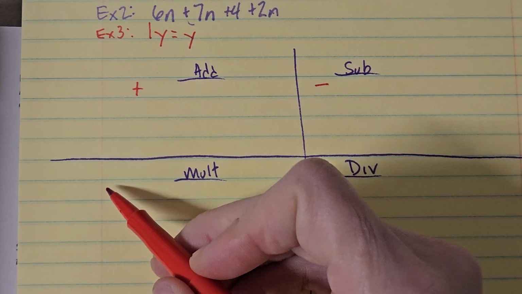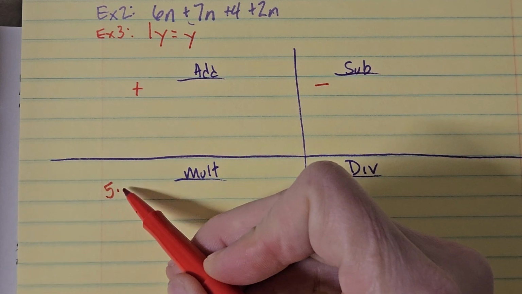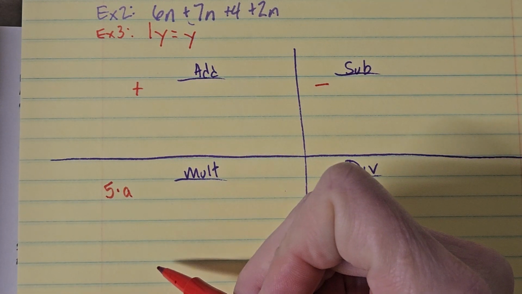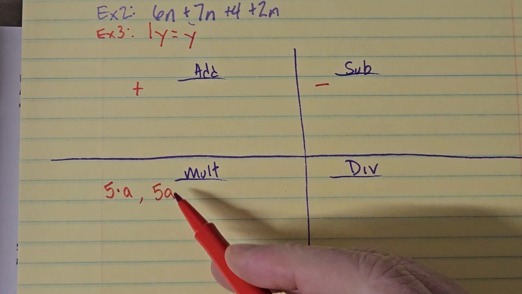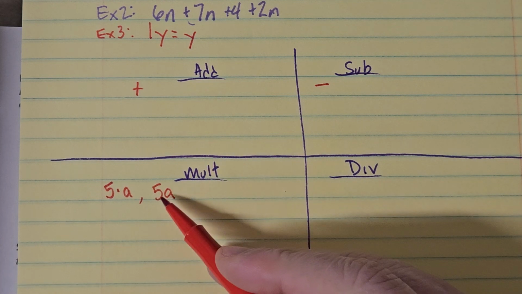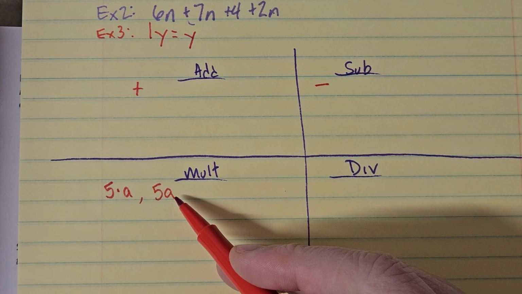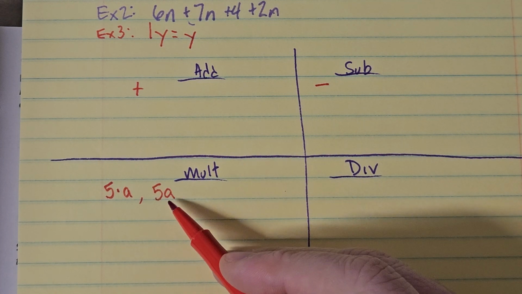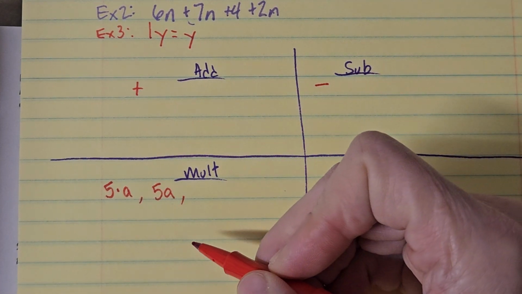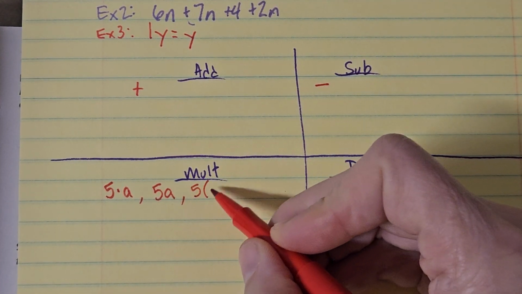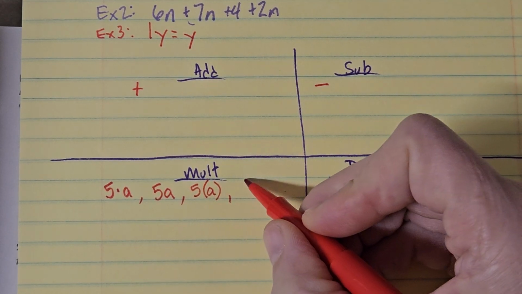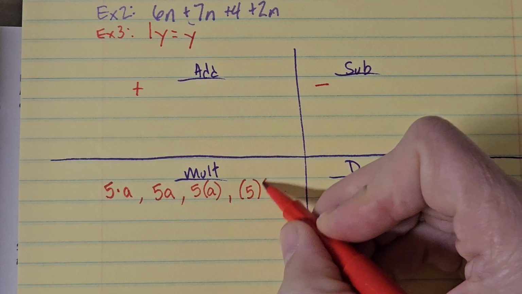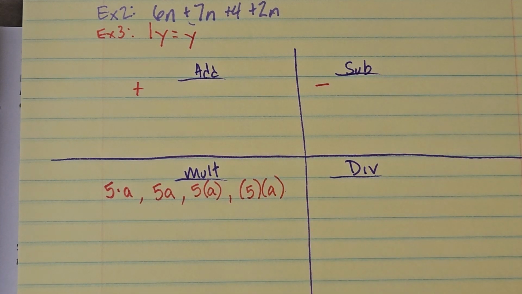I'm going to write some examples here. 5 times A could be written like this. You could do 5 times A. A number next to a letter means multiply. A letter next to a letter means multiply. But a number next to a number just means a bigger number. You could have parentheses. You could even have double parentheses. Okay, those are symbols that mean multiply.